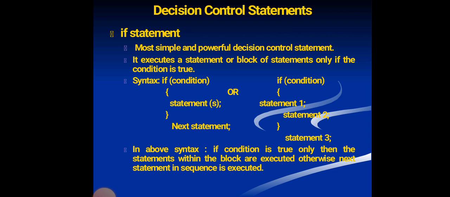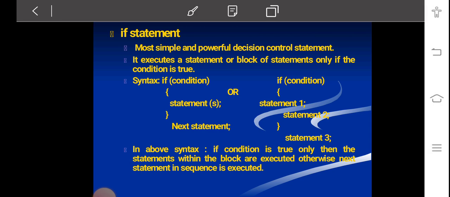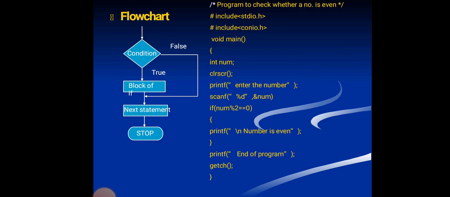Now we are going to see the if statement. The if statement is also known as the simple if statement, because in this control section the if statement is the simple and powerful decision control statement. Here we see the syntax: if, condition, then statement, and then next statement. Here the user checks the condition. If the condition is true, the statement block will be executed. Otherwise, the next statement will be executed. So this is the if statement.